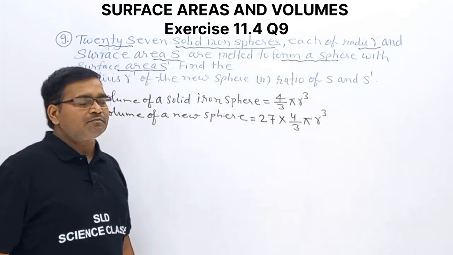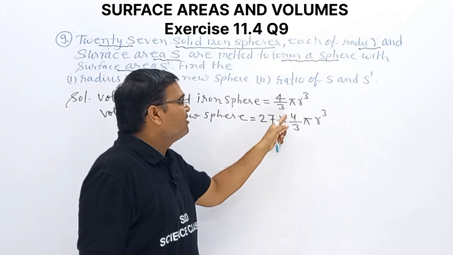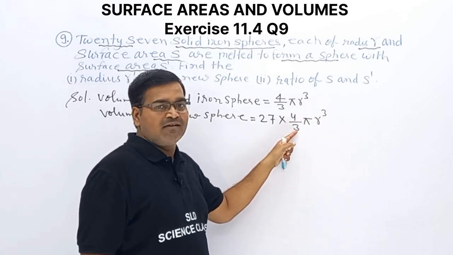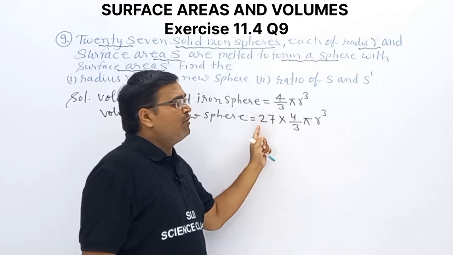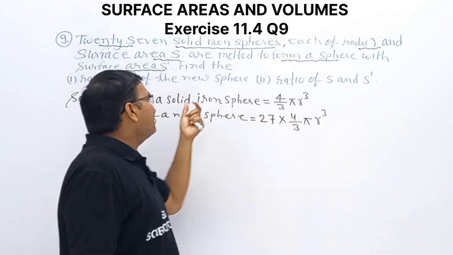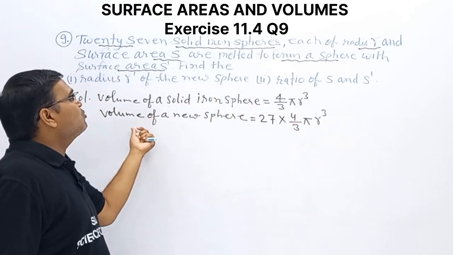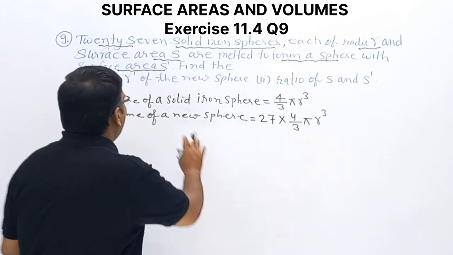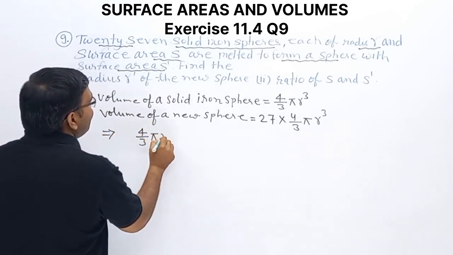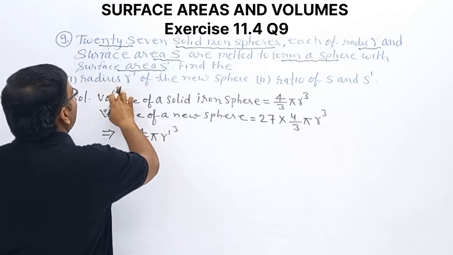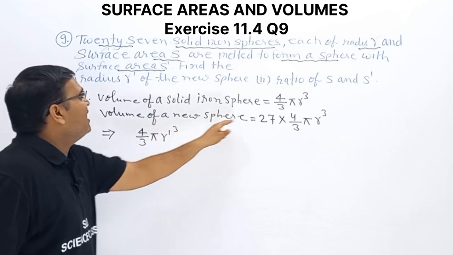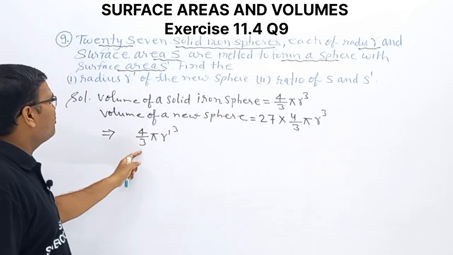Yes or no? Solid iron sphere volume is 4 upon 3 pi r cube. Radius is R. We are having 27, so we multiply by 27. Once we melt all these, we get a new sphere, and the volume of the new sphere formula will be 4 upon 3 pi r dash cube. Radius r dash of the new sphere we want.